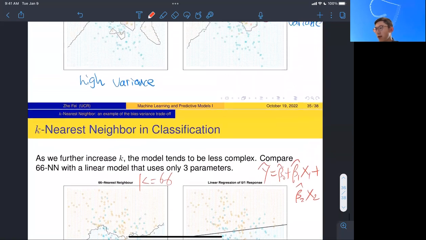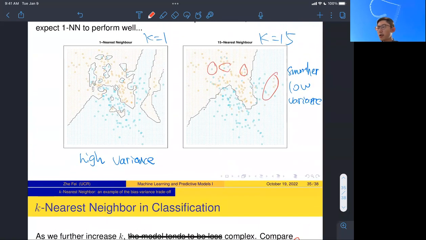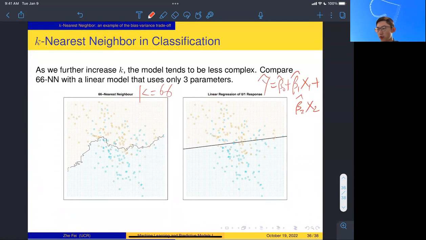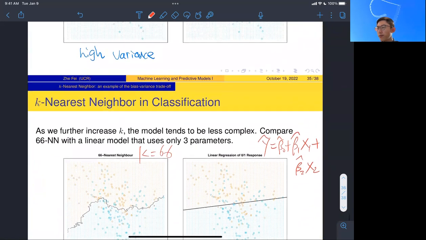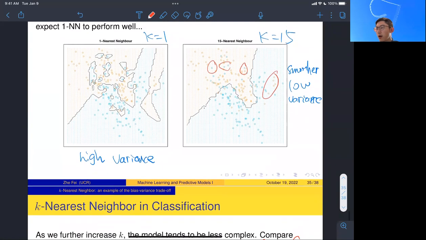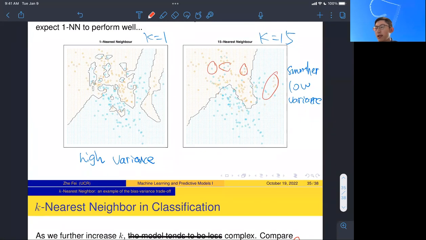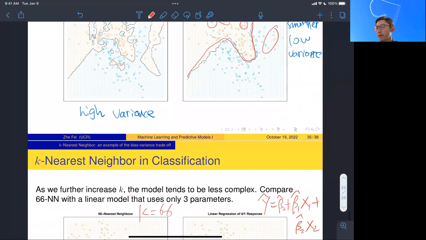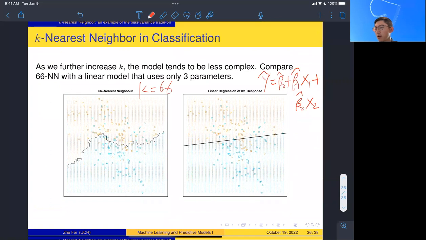But another comparison is that we could compare k equal to 15 versus the linear regression. And we might prefer k equal to 15 because potentially we would have less misclassification, since the data might exhibit a nonlinear bound. We call this the separating bound. This bound, indeed, should be nonlinear. And when we use this linear line for classification, there is a lot more misclassification.